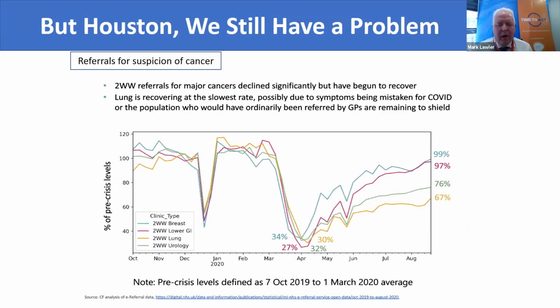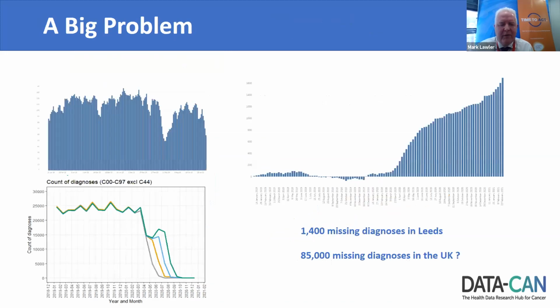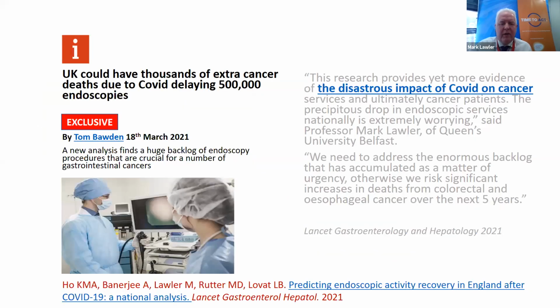However, we still have a problem. What you can see here is data that was collected nationally to see whether we see recovery, yes, but not for all different cancers. So for some cancers, for example lung, we only see 67% recovery. Similarly, in data from Leeds generated through Jeff Hall's team, you can see a significant issue in relation to that recovery. And also that we may be missing as many as 1,400 misdiagnoses in Leeds, which translates into approximately 85,000 potential missing diagnoses in the UK.